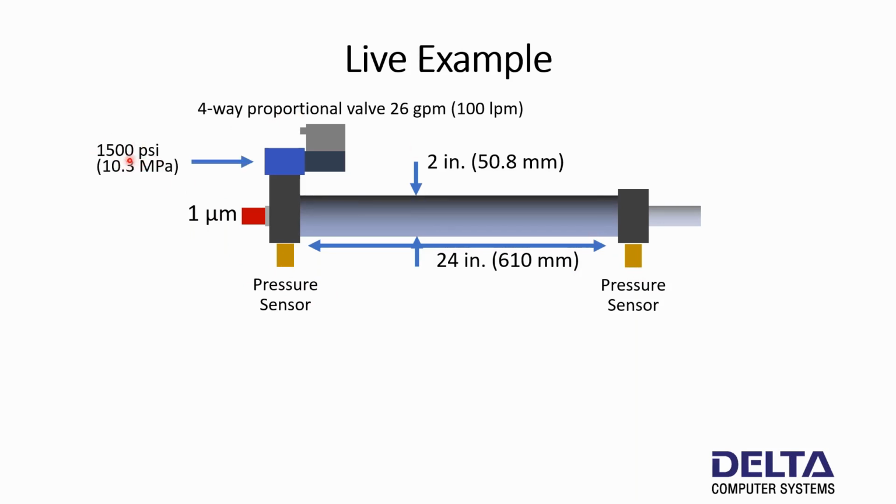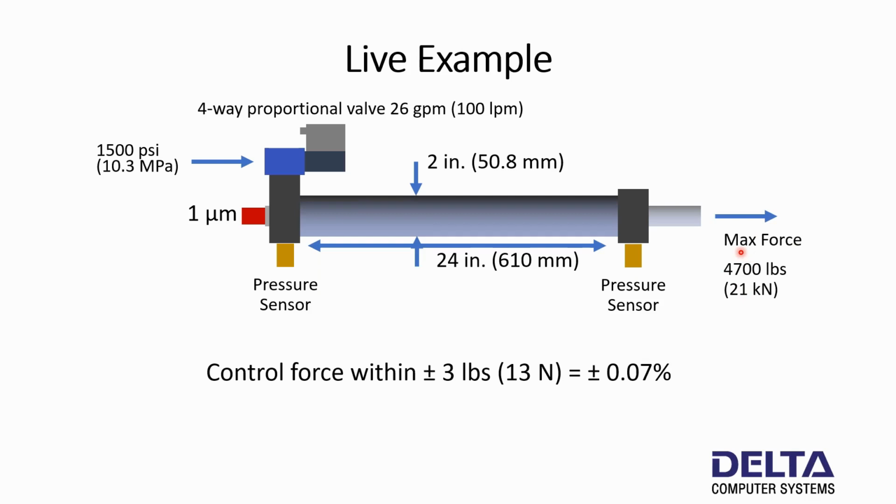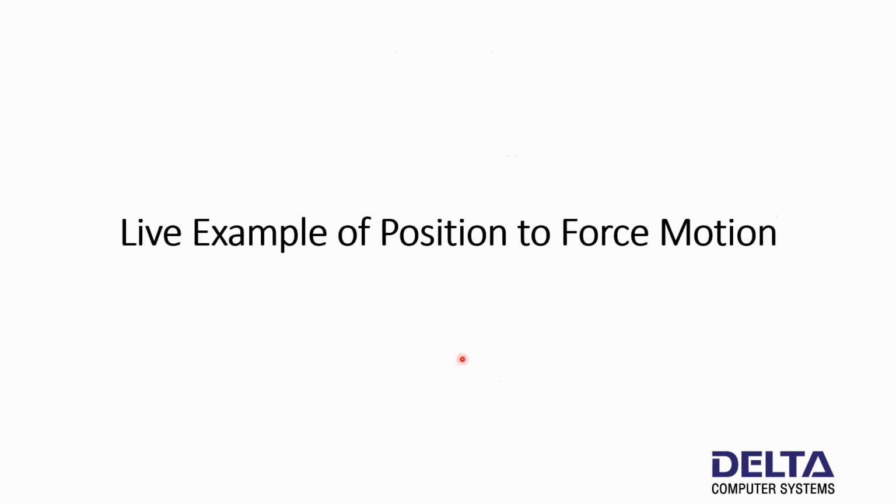And we're feeding it with 1500 PSI pressure, which means the max force is approximately 4,700 pounds that we're going to deal with. And with this system, we'll see that we can control the force within plus minus 3 pounds fairly easily. So that equates to about 0.07%, assuming I did my math right. And this is just a normal high performance hydraulic system. We haven't done anything particularly special. It's actually a bit more than 15 years old, and the valve is probably that old as well. And this is just what it does without any real difficulty.